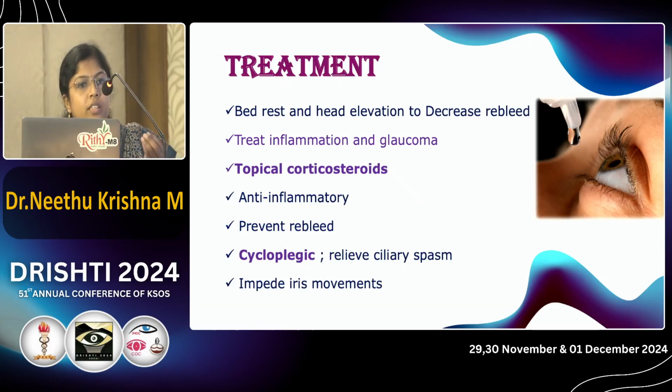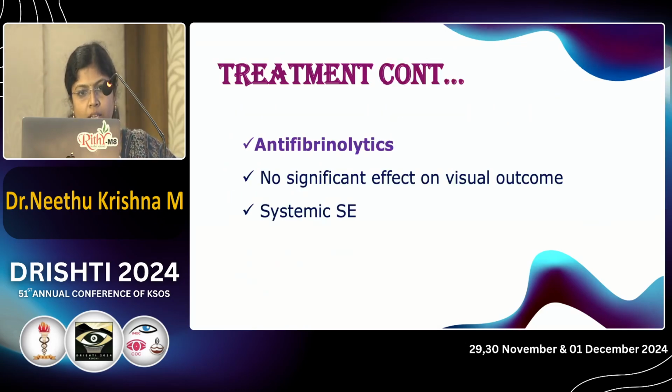Since there is inflammation, we have to treat inflammation first. We can start with topical corticosteroids, which act as an anti-inflammatory and also help prevent the rebleed. Cycloplegics can relieve the ciliary spasm and also decrease the iris movement. Another agent we can give is antifibrinolytic agents, which prevent some chances of rebleed, but have no significant effect on visual outcome. They have their own systemic side effects.